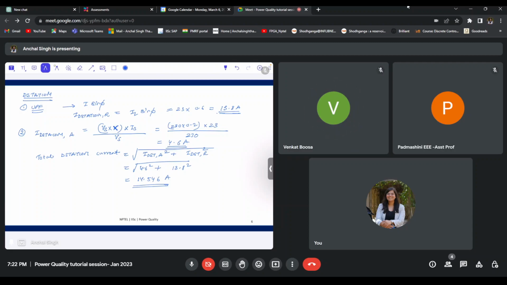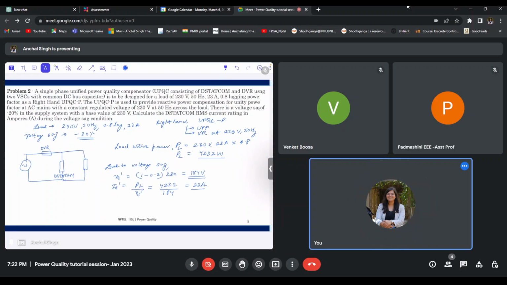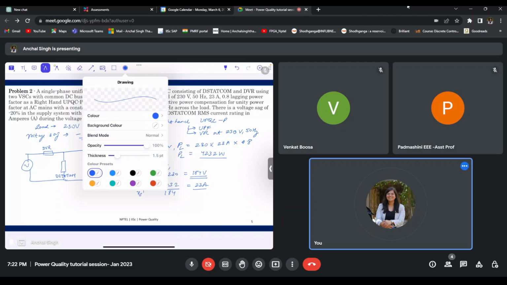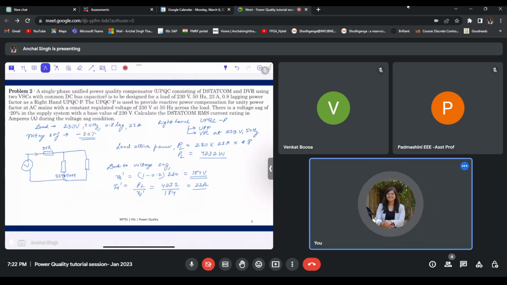There, IL cos phi will be the source current, right? That will be supplied by the source. So if this is my circuit, then in this path the DVR, Is will flow, the IL cos phi component will flow through the DVR, but D-STATCOM will supply only the I sin phi component, right? So D-STATCOM current will not include the I cos phi component. Is it clear?